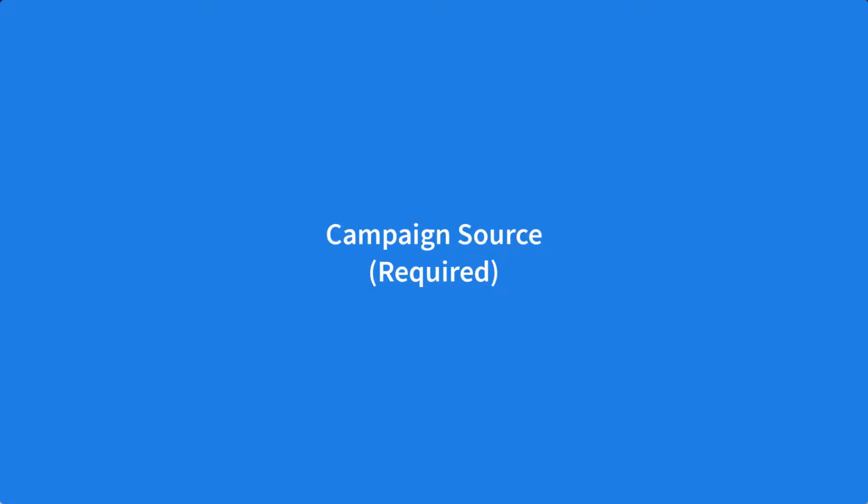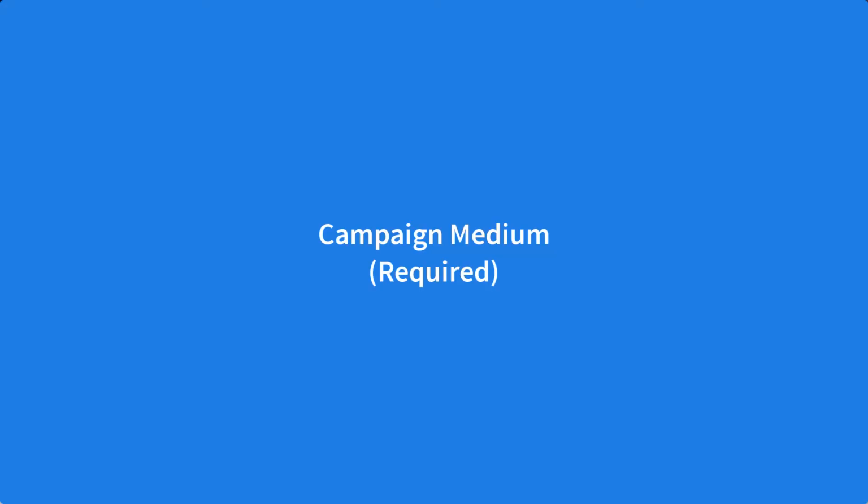Campaign source, required. In the campaign source field, you'll want to enter the referring source. This will usually be the website where the link could be found. So it might say the URL of the referring domain, or it may be more vague, such as MailChimp or Google. Campaign medium, required. This is where you'll enter the type of marketing campaign. Some examples would be email, CPC, or banner.